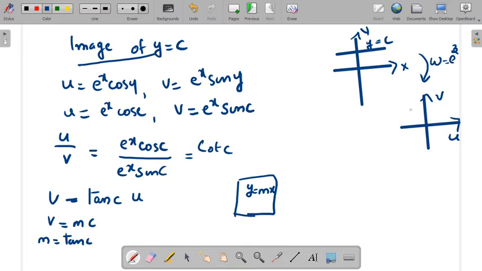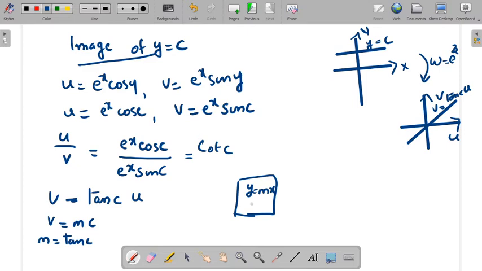So image of the line y equal to c is a straight line in the UV plane which passed through the origin, right? So we have the image as v equal to tan c u, a straight line that passed through the origin. So depending on the value of tan c, the position of this line will change. Slope vary cheyum, but line the position vary cheyum. Whatever be the value of c, this represents a straight line that passed through the origin.